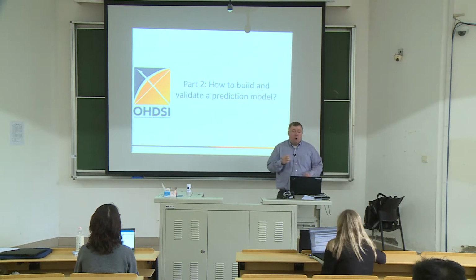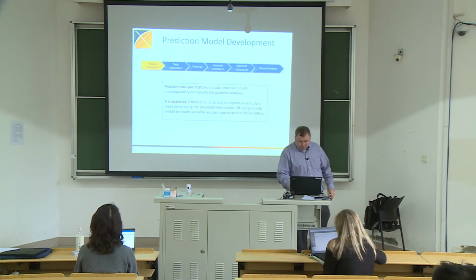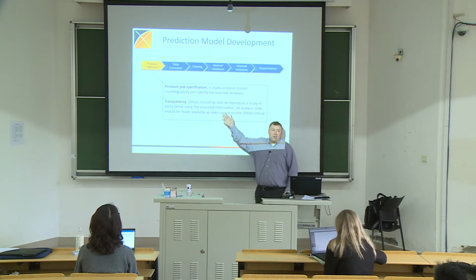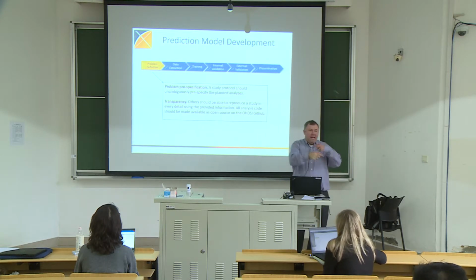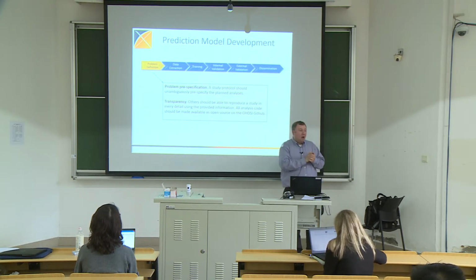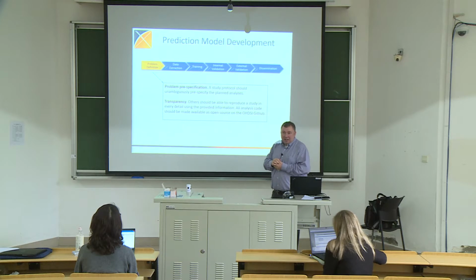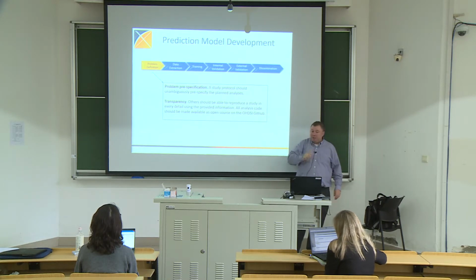So what we're going to talk about now is how to actually build and validate a prediction model. And so the steps that we are going to take is that we need to define a problem, we need to extract the data, we need to train the model, which means apply the algorithm to come up with those coefficients. We're going to internally validate the model, meaning we're going to see how well it works in one database. We're going to externally validate the model, which means we're going to test it somewhere else. And then we're going to disseminate the model, meaning we're going to write papers and provide access to these models to the world.